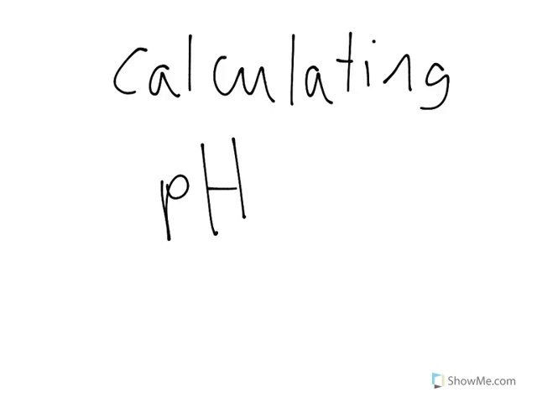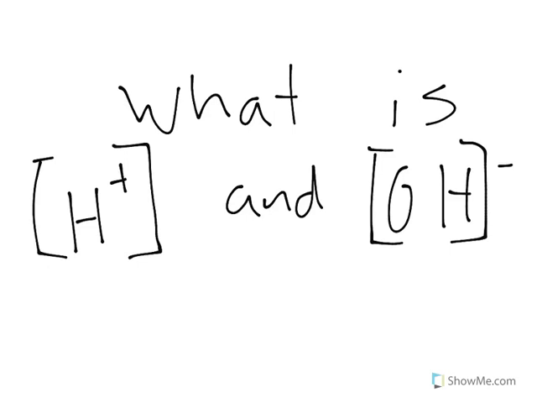First thing we need to talk about is how we calculate the pH. Now, calculating the pH of the substance comes down to two different things. First off, the thing we're going to be using the most is the H plus concentration and the OH minus concentration to calculate pH. The H plus concentration is simply the molarity of a strong acid.